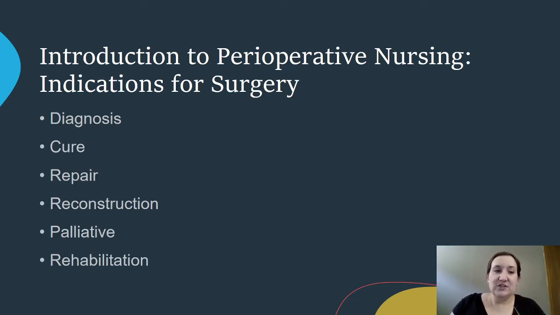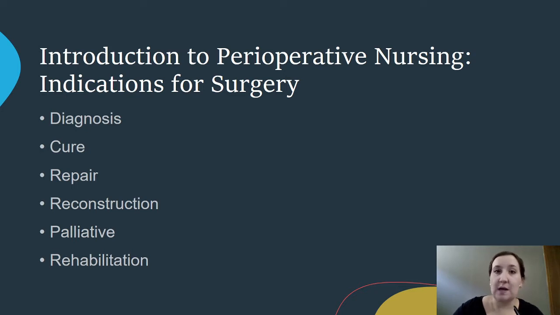So some indications for surgery include diagnosis. This would be if we're doing an exploratory laparotomy or laparoscopic surgery, when we're looking for a reason for some abdominal pain that the patient is having that we're not able to see on imaging. Cure would be an appendectomy. If we have appendicitis and that's the causative factor, we're going to cure that condition by removing the appendix.